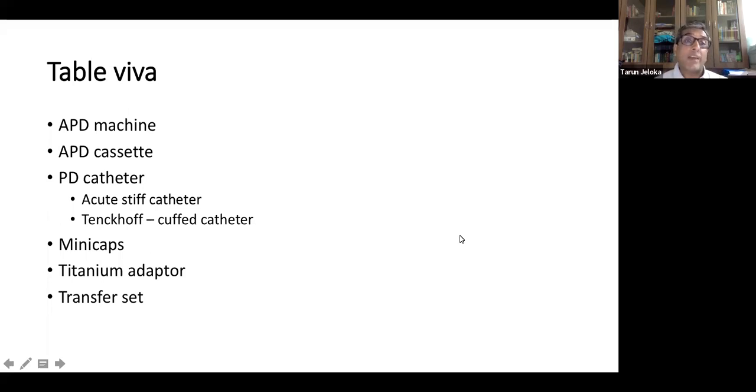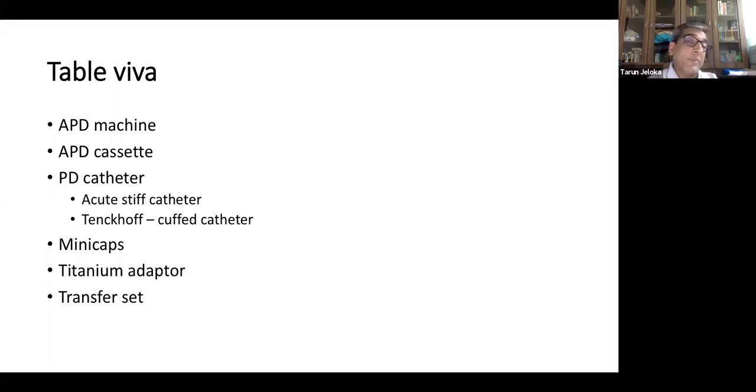And what about table viva? What things they can keep depends upon the center where you get your exam. They can keep an APD machine itself. They can keep an APD cassette. I've seen people faltering with APD cassette. There might be PD catheters.